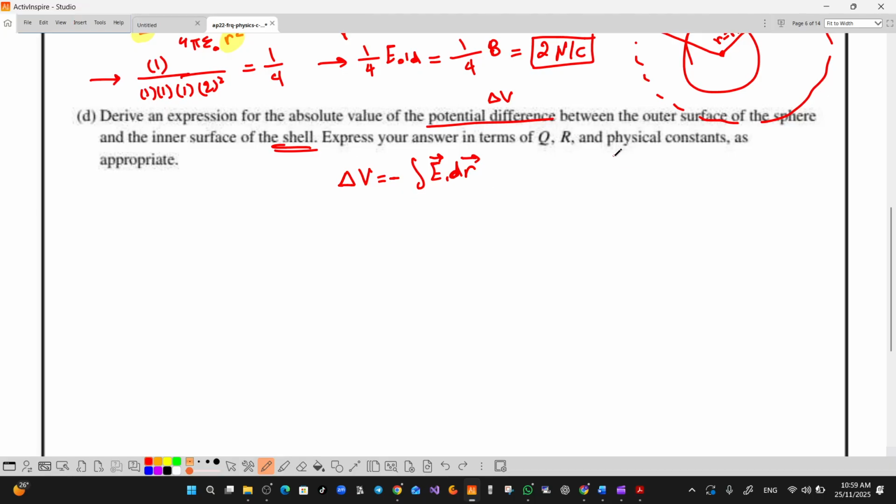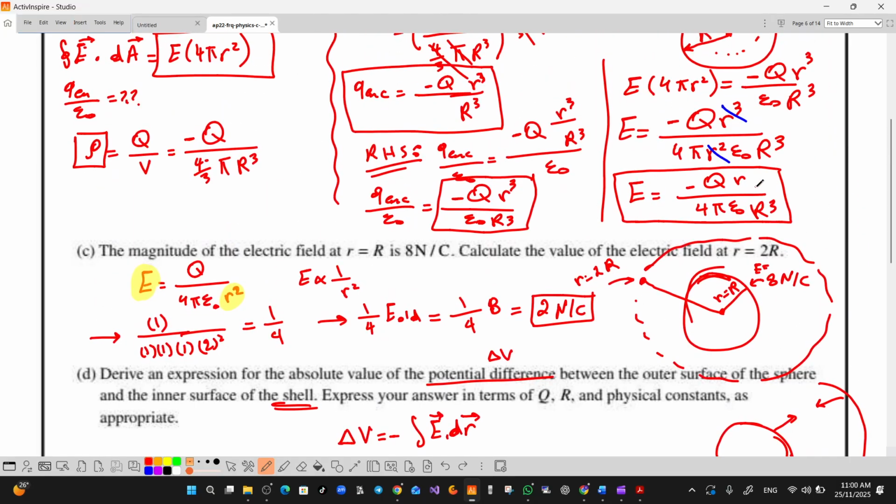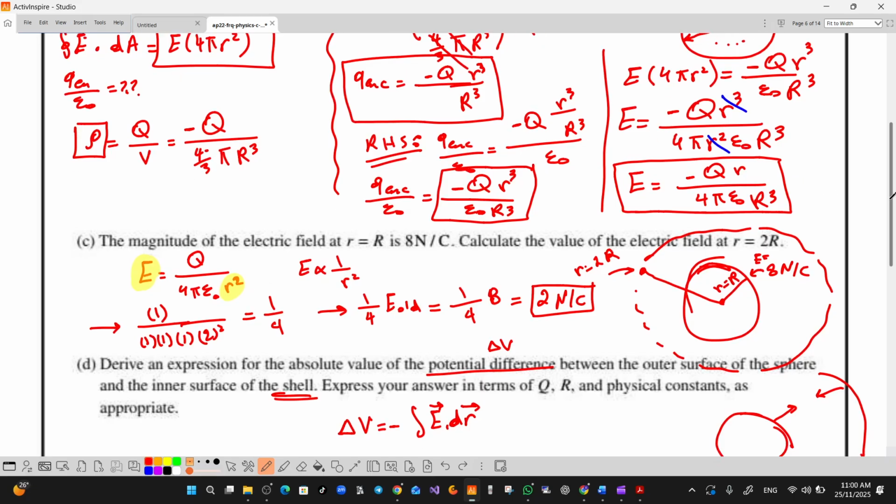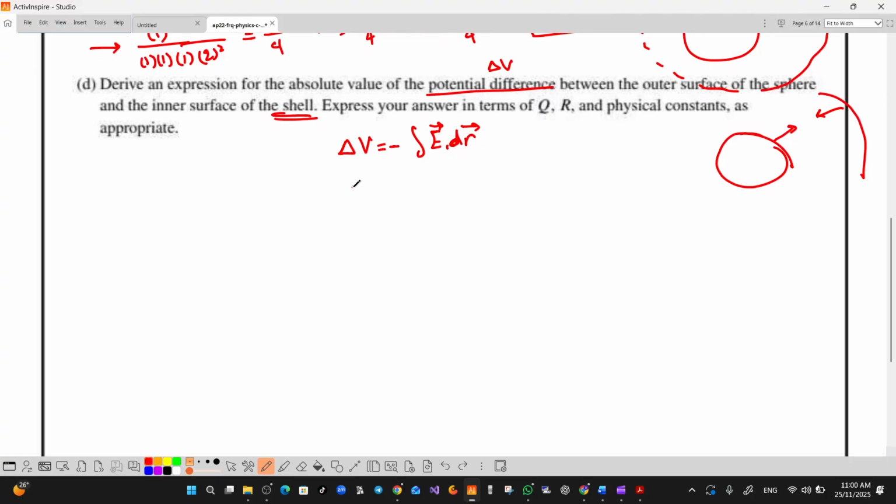Now, since we are looking for the delta V between the outer surface of the sphere and the inner surface of the shell, we don't use for the electric field this relationship, because this is valid only inside the insulator sphere. We're going to use the other relationship, because it works for any region between the shell and the sphere. So let's substitute: delta V is equal to minus.